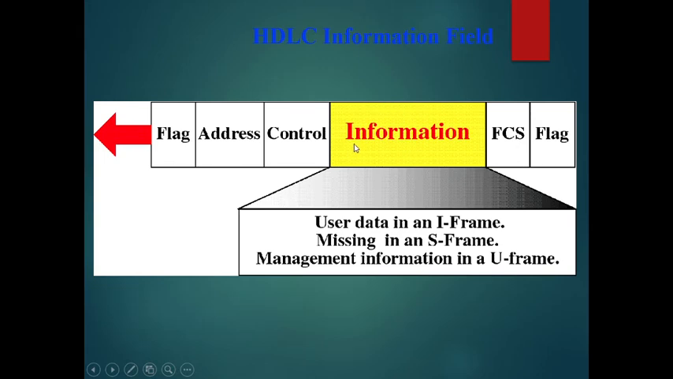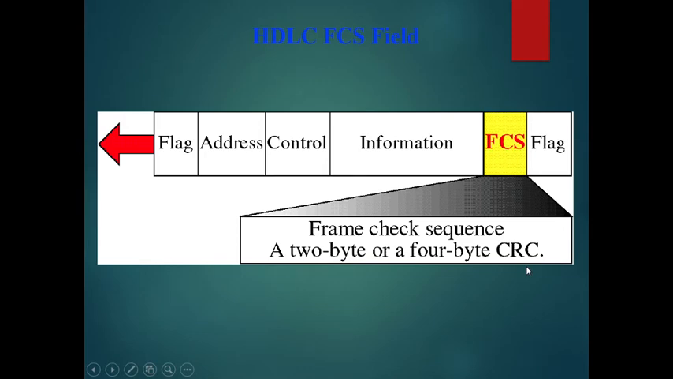Next we will see about the information field. The information field in the case of an I frame is going to be the user data or the actual data. It is missing in the S frame, and it will be the management information in a U frame. Then the frame check sequence will be a 2-byte or a 4-byte cyclic redundancy check. It is mainly an error detection field for detecting any error in the frame, if any frame has been corrupted or an error has occurred. So it is a form of error checking mechanism.